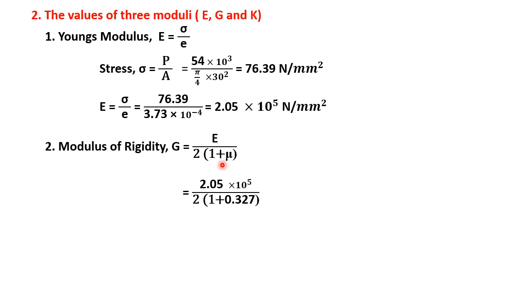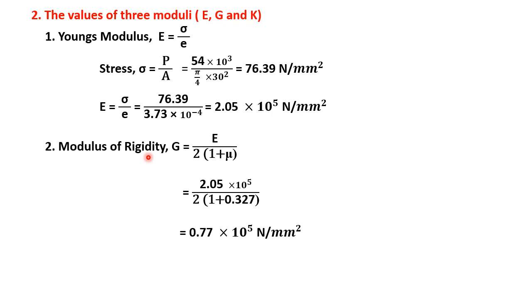Now we know all the values here. E value we know, and mu, that is Poisson's ratio, is also known to us. Just simply we need to put the values here so that we can get the value for G. So the value is 0.77 into 10 to the power 5 Newton per mm square. This value is for the modulus of rigidity.